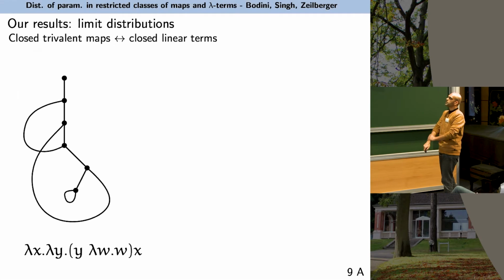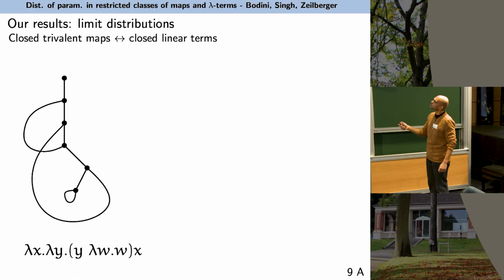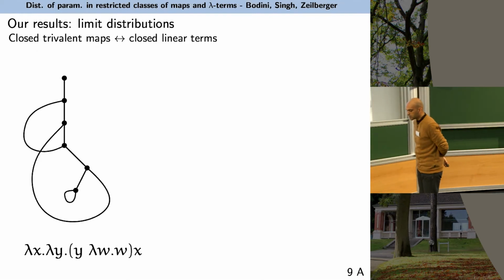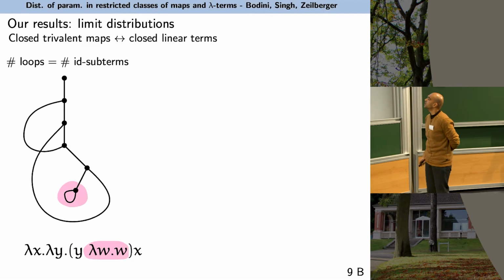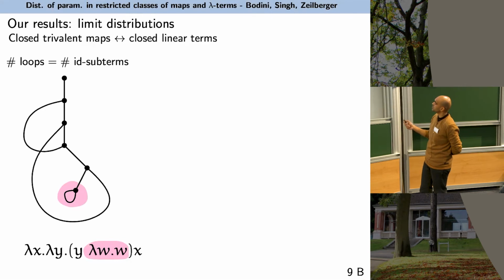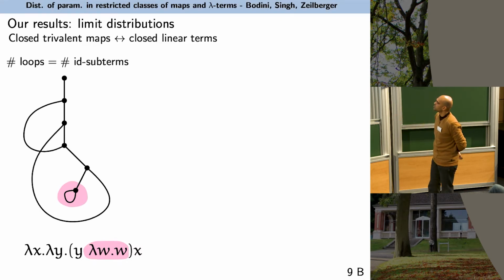And our results are in the form of limit distributions, limit distributions of parameters. In this case, for example, for closed trivalent maps and closed linear terms, we can start by looking at the distribution of loops. The distribution of loops corresponds, by the dictionary we mentioned before, to the distribution of identity subterms in the corresponding lambda terms. So here we're looking at loops in our maps, and we want to see the number of these loops. Here I have a lambda term, lambda x, lambda y, y applied to lambda w, w, and all of these applied to x. This is represented by this map here, and I have highlighted the unique identity subterm and the unique loop on the corresponding map.